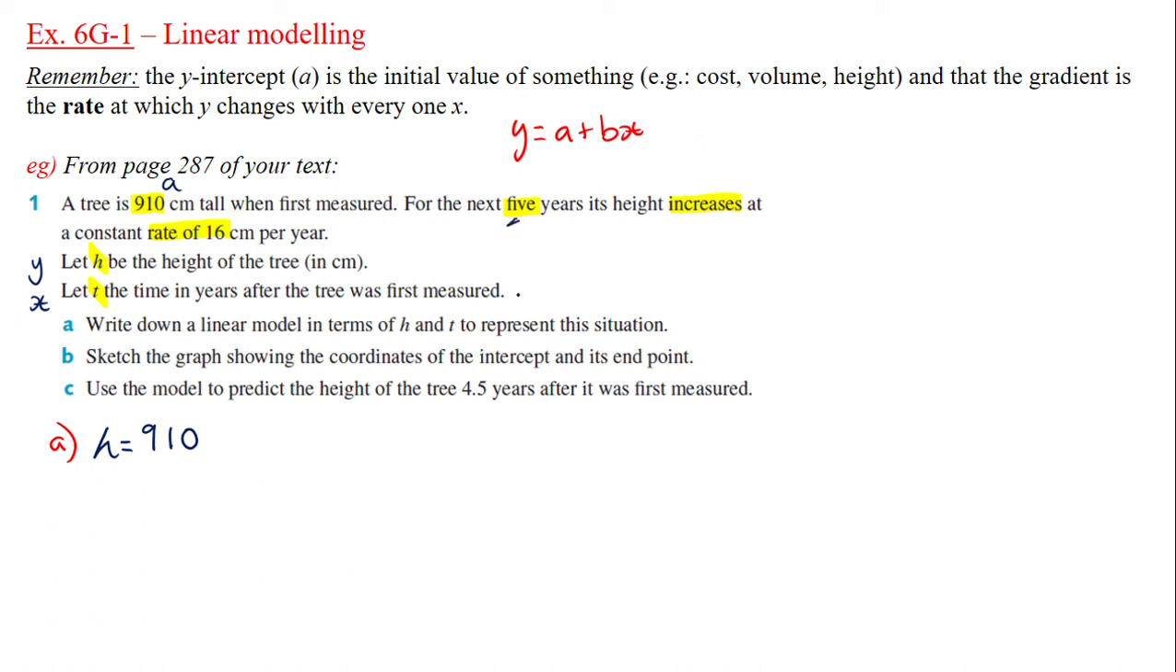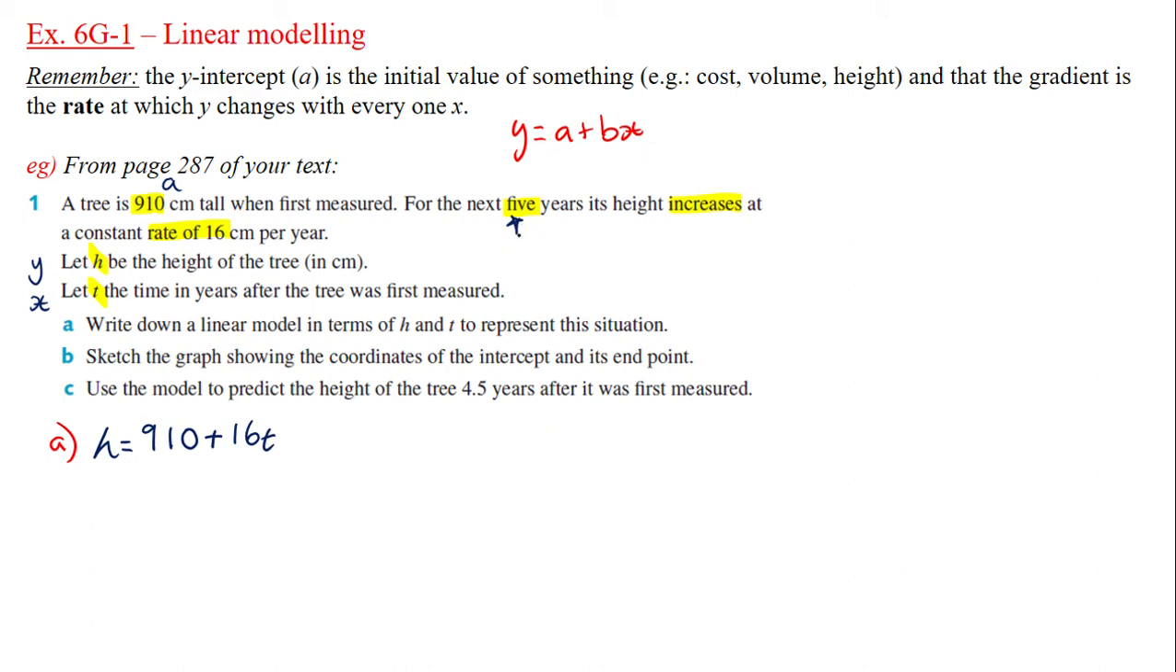The number 5, I've just highlighted all of the numbers, okay? Its height increases, and the word increases is important because we know that we are adding. We're growing the tree, so we should have a positive slope or a positive gradient at a constant rate of 16 centimeters per year. And the time or the years is given by the value t. So we have it in our general form.